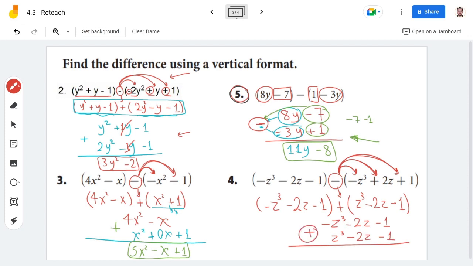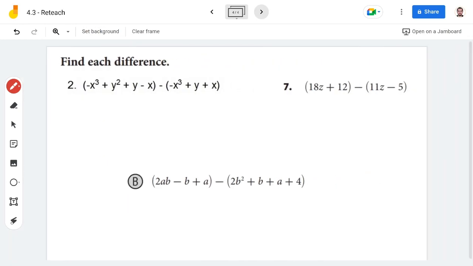Okay, so negative z plus z, they cancel each other because the answer is 0. Negative 2z minus 2z is negative 4z, negative 1 with negative 1 is negative 2. So now this is the final answer. Okay, I hope you understand the vertical format. Now let's go to the horizontal.